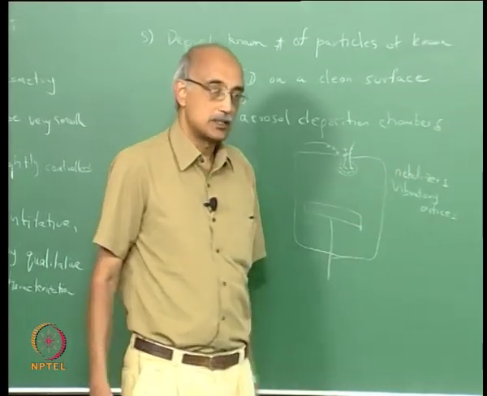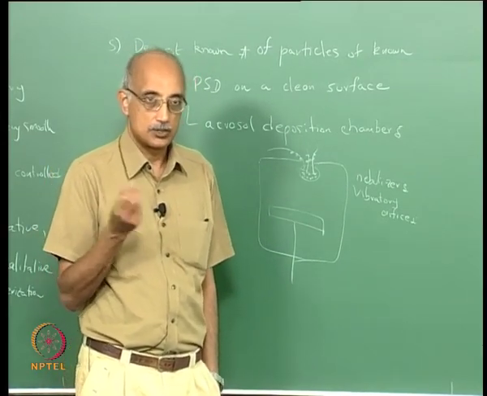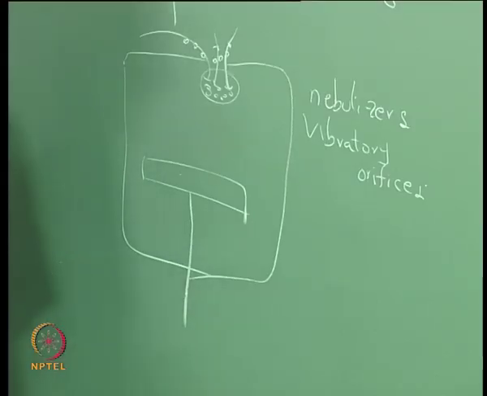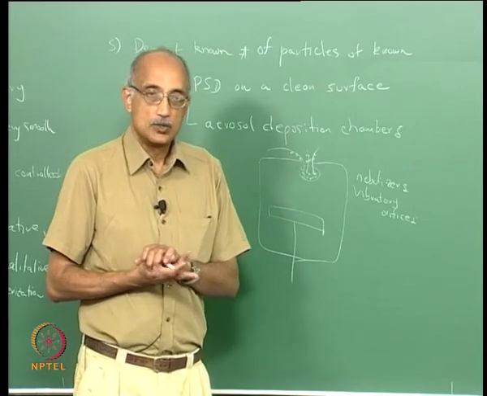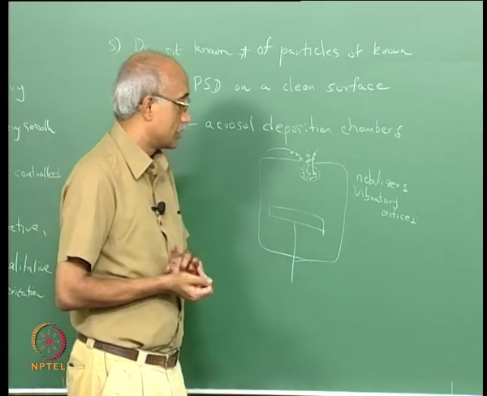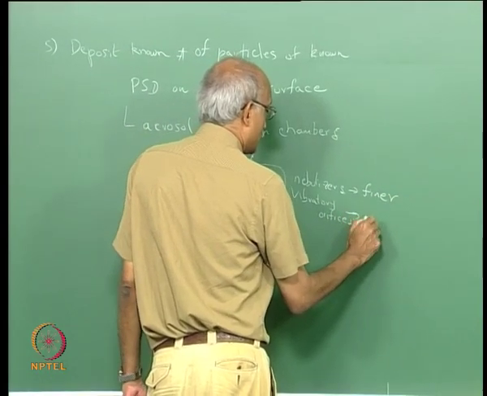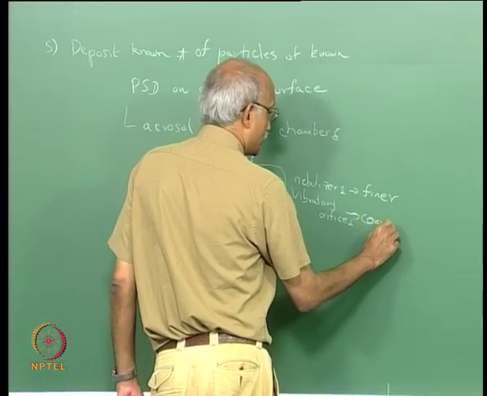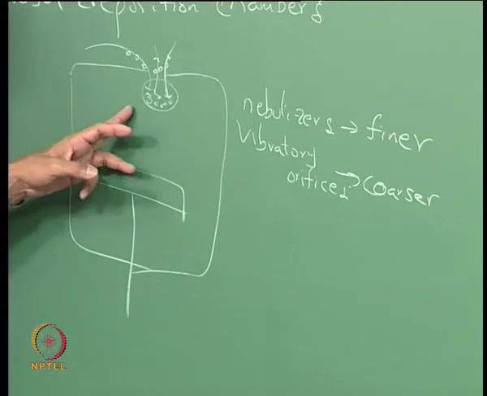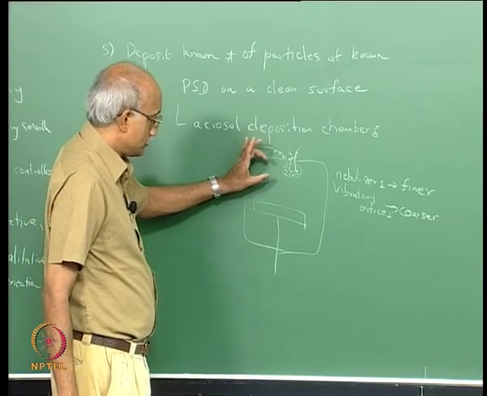In the case of a nebulizer, by changing the frequency of the ultrasound, you can change the size distribution of the droplets that you generate. And similarly, in a vibratory orifice, by changing the vibration frequency, you can generate droplets of the size that you're looking for. Typically, the nebulizers are used to get finer particles compared to vibratory techniques, which are used to get coarser materials.